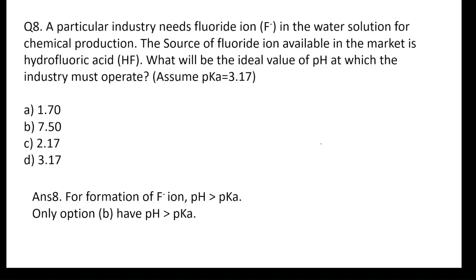So option B, because for formation of fluoride ion, pH should be more than pKa. Okay, then B is correct because what we need is fluoride, and HF will change to H plus and F minus. Okay, so pKa is 3.17.